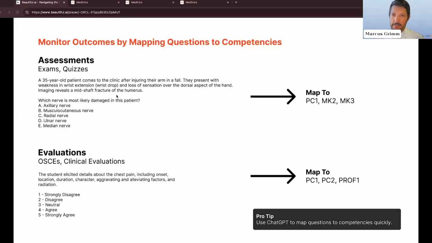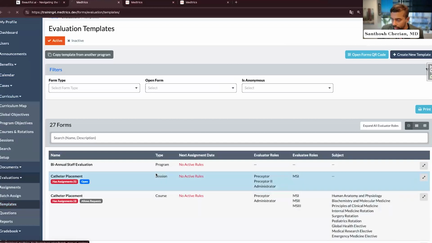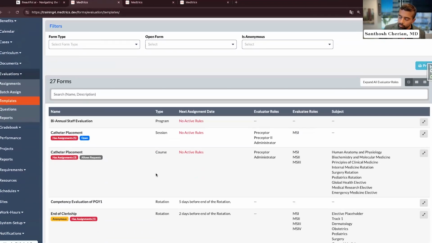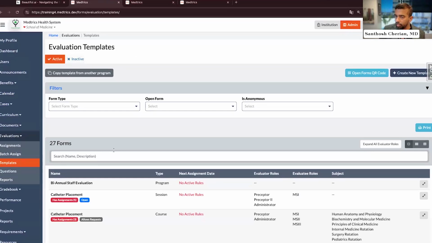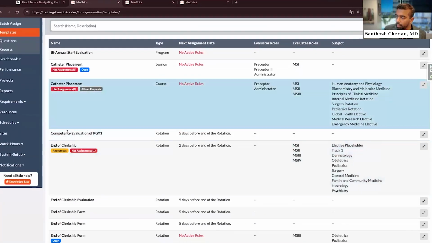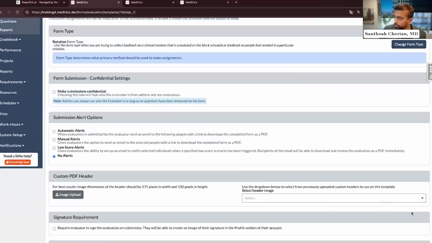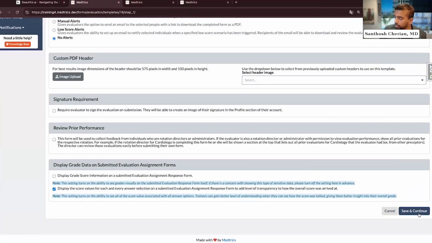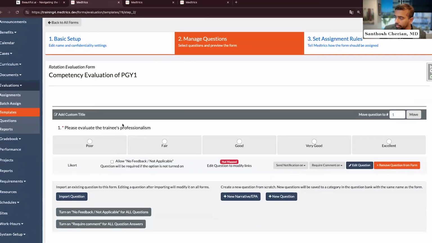So let's take a look then. Let's go back under the hood and show me what that looks like inside Metrics. Yep. So one of the things that we often help schools do is move their evaluation forms into Metrics. So I'm going to go into the Metrics evaluation page here. Let's say we have a competency-based evaluation for a resident. I want to edit this form. There's a lot of settings here I'm going to skip over, and I'm going to get to the second page where I can build questions.